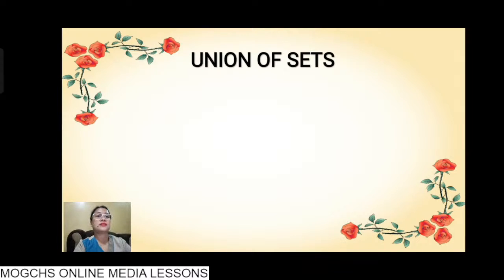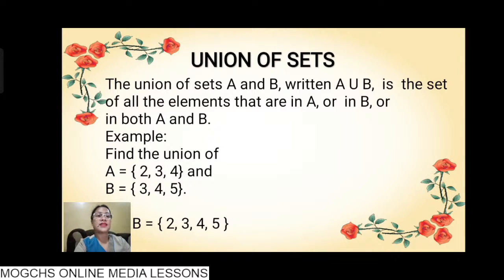So we have the union of sets. The union of sets A and B, written A ∪ B. Take note of the symbol. It looks like U. It is the set of all the elements that are in A or in B or in both A and B. We can say that the union means all the elements. So we will combine all the elements that are in set A and set B.